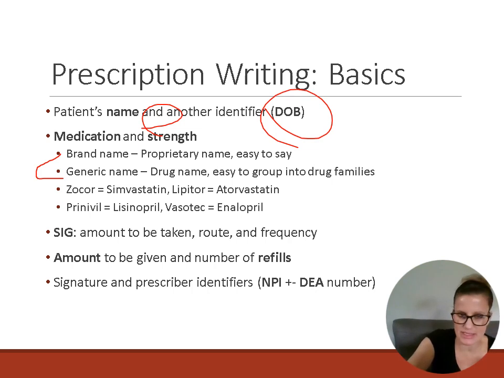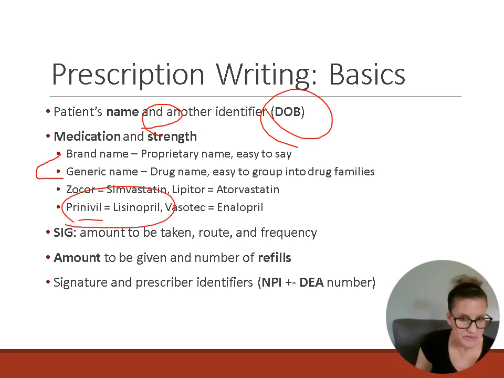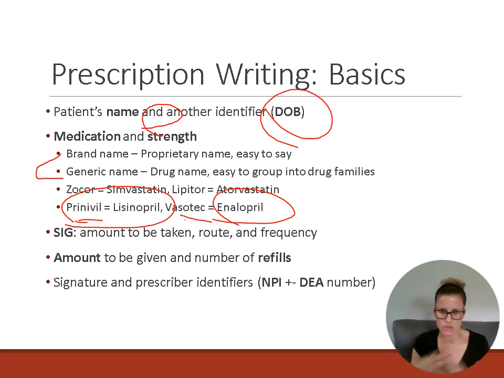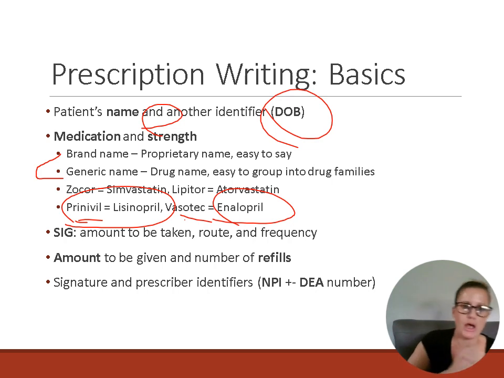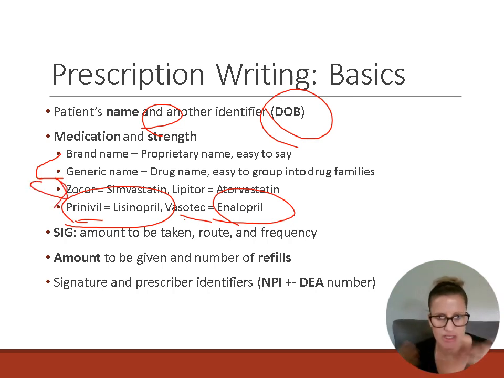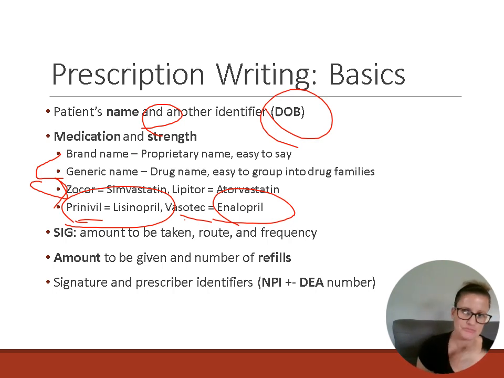For lisinopril, the brand name is Prinivil. For enalapril, the brand name is Vasotec. You don't realize that those are related to each other by their brand names, but by their drug names you do, right? Lisinopril, enalapril. Here's another example of cholesterol medicines, simvastatin and atorvastatin.